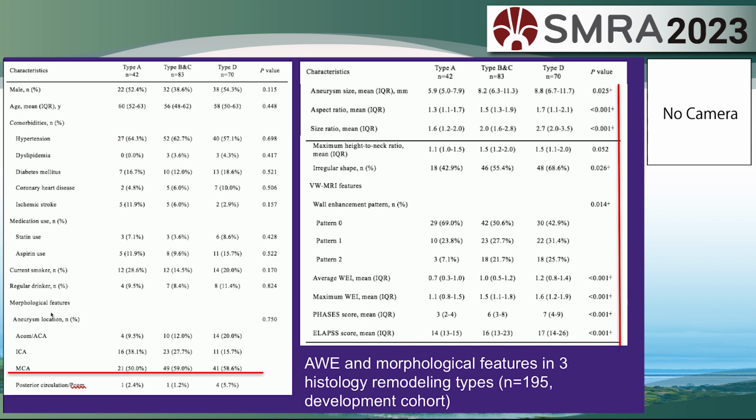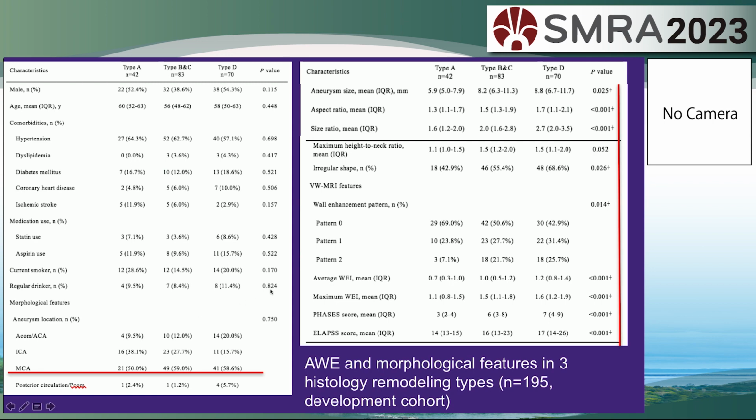And here we can see the different features of the three histology types. On the left, for the clinical parameters, they are very similar among the three types. We also notice the MCA aneurysm is the majority of the aneurysms. That's because these aneurysms are more feasible for open surgery, but for other aneurysms, maybe endovascular treatment is more preferred.